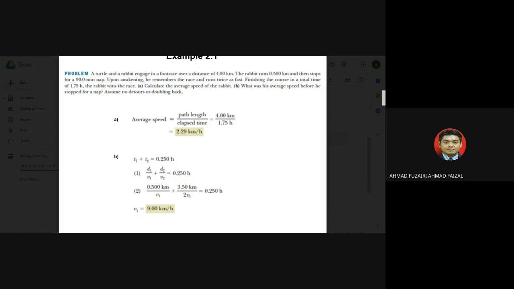On the first part, the rabbit runs 0.5 kilometers and then stops for a 90 minutes nap. You can see inside these questions, they actually try to make us confused in terms of the unit used. They also mention the 90 minutes nap, which is just to give you a bit of confusion about which SI unit to use. Maybe minutes, maybe hours, maybe seconds. That's why they are trying to make you confused.